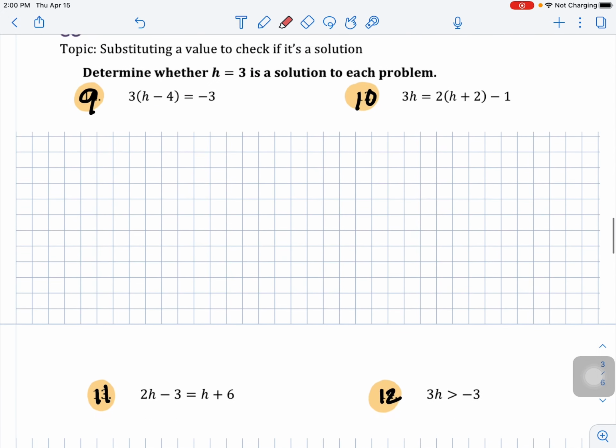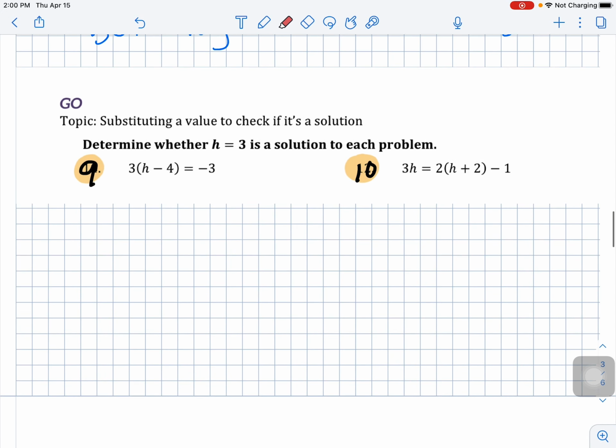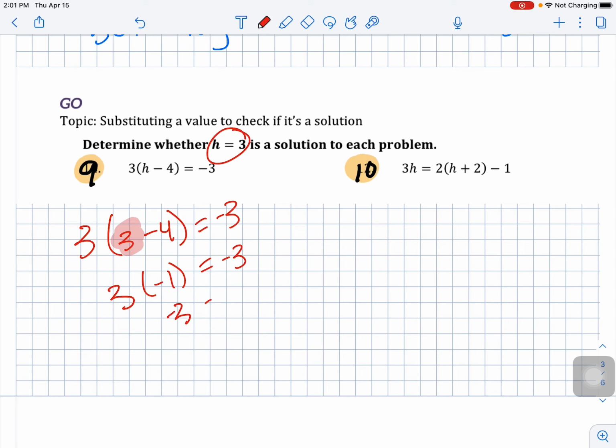9, 10, 11, 12, and 13 are asking you to just check an answer. So they're saying, is h equals 3 a solution? So I'm going to plug in 3 in place of h. So I'm going to say 3 times 3, because that's what h equals, minus 4. Is that equal to negative 3? So in this case, I can actually do the parentheses first. 3 minus 4 is negative 1. 3 times negative 1, does that equal negative 3? And the answer is yes.